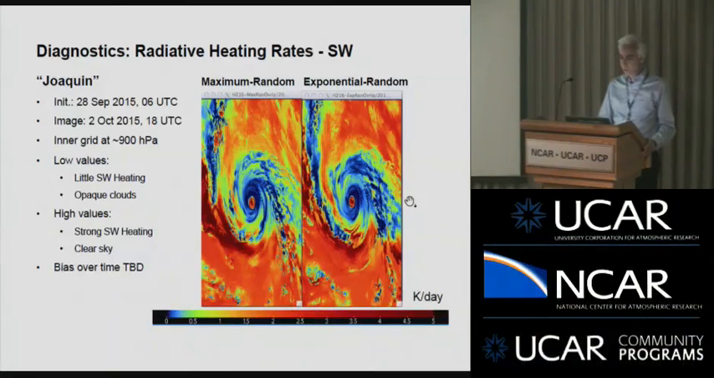So here too we see pretty substantial differences between the two cases, with much more dense cloudiness and lower heating rates along the eastern part of the storm here, and in part of the spiral band we see more cloudiness going on. So these are indications that we are having significant effects on the heating rates that in turn have a good chance to affect the environment of the storm.